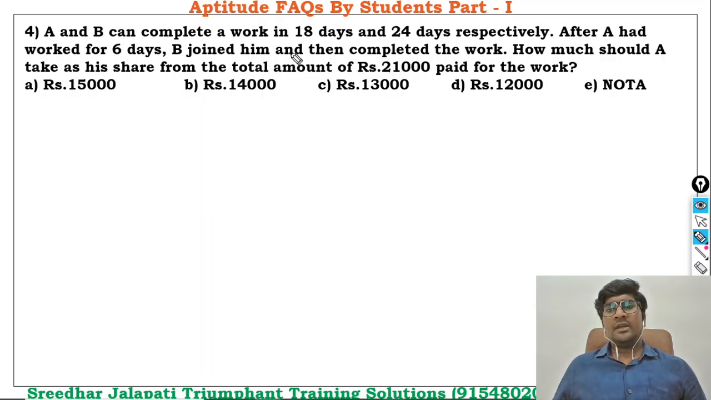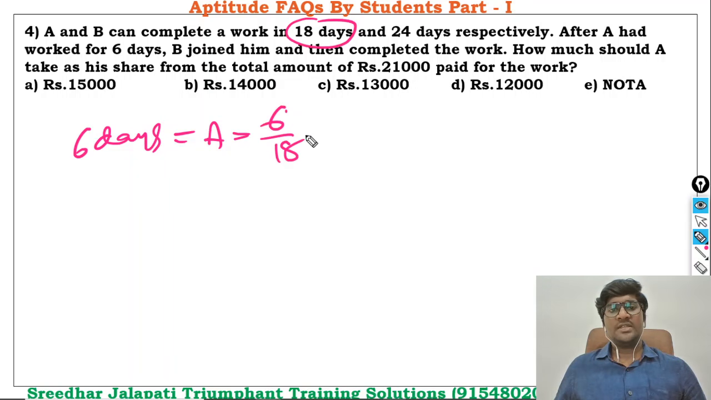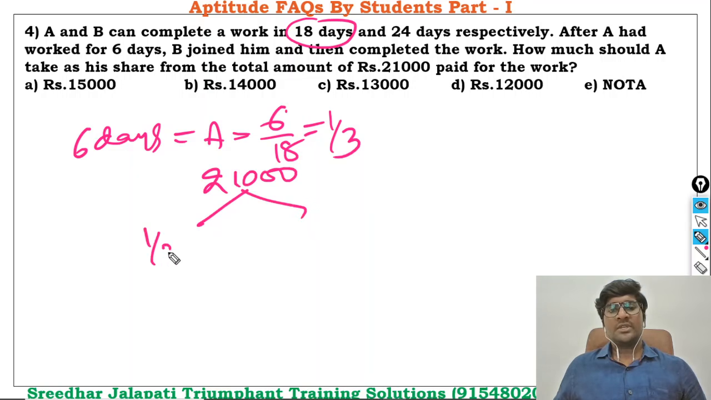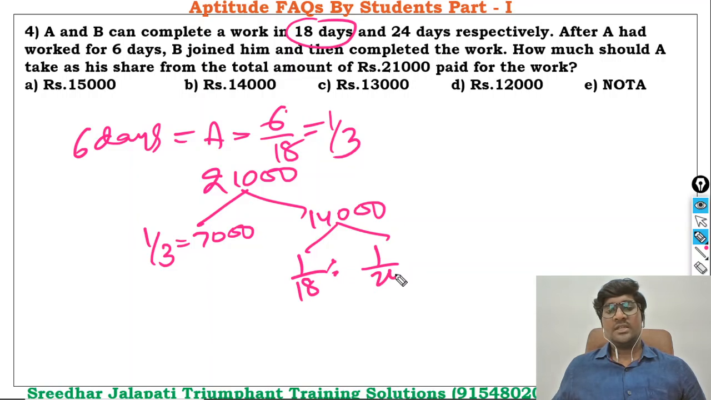Now here, after A had worked for 6 days, B joined. That means initially for 6 days, A worked alone, and the work done by A in the first 6 days is, 1 day 1 by 18, 6 days 6 by 18, that is 1/3. As A alone completed 1/3 of the work, out of the total money 21,000, A deserves 1/3 of the money, which is 7,000 rupees. The remaining 14,000 rupees they have to distribute. For the remaining work, since both are working together, we should distribute the money in the ratio of their 1 day work, that is 1 by 18 is to 1 by 24.